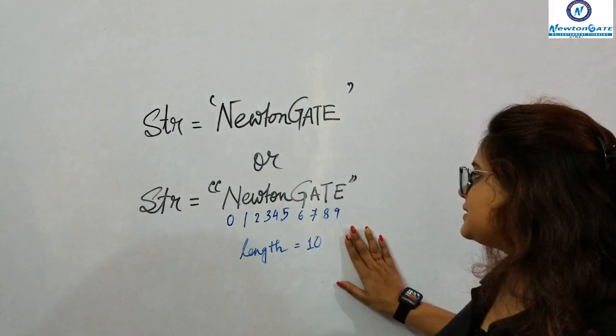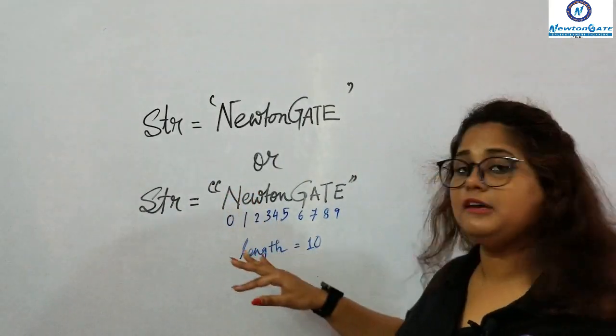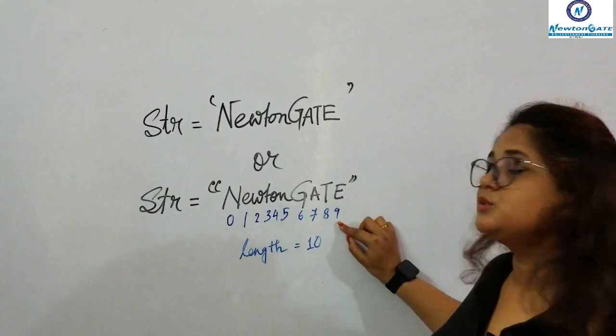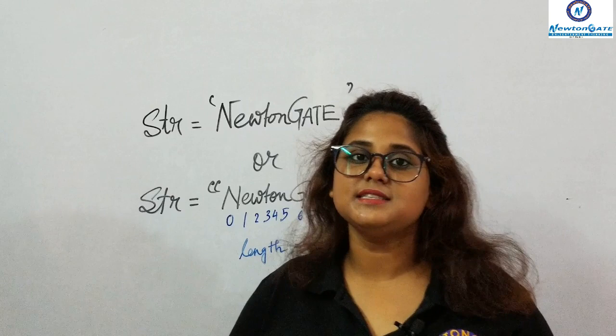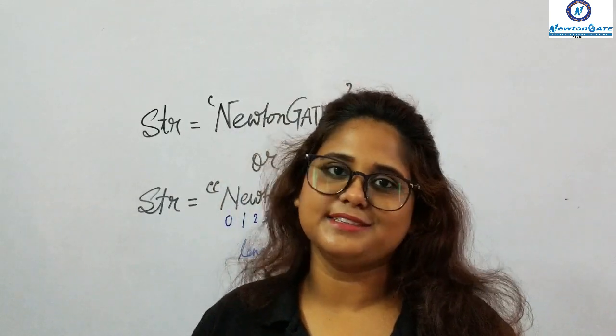Here we can see that the position of N is 0, followed by e, position number 1, and it goes up to e, which is position number 9. But the length of the string Newton Gate is 10. I think I made the indexing clear to all of you.